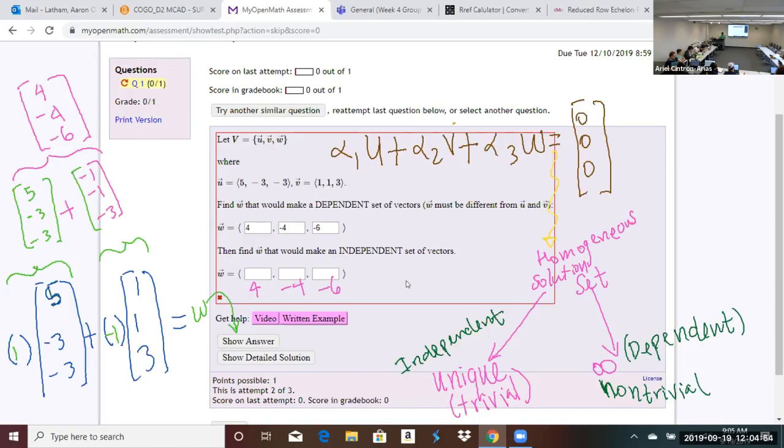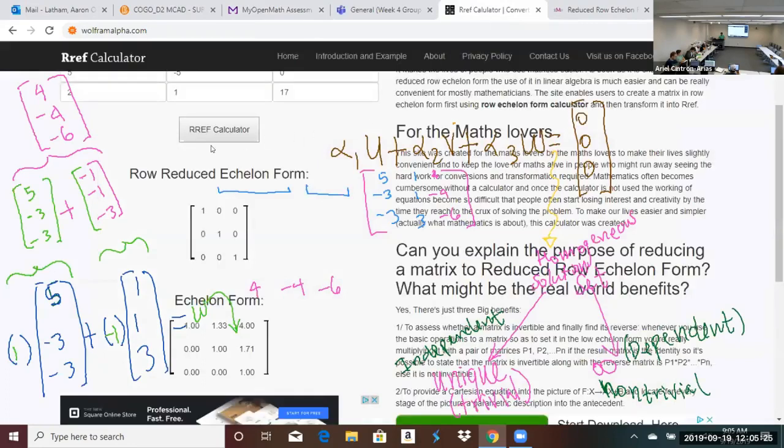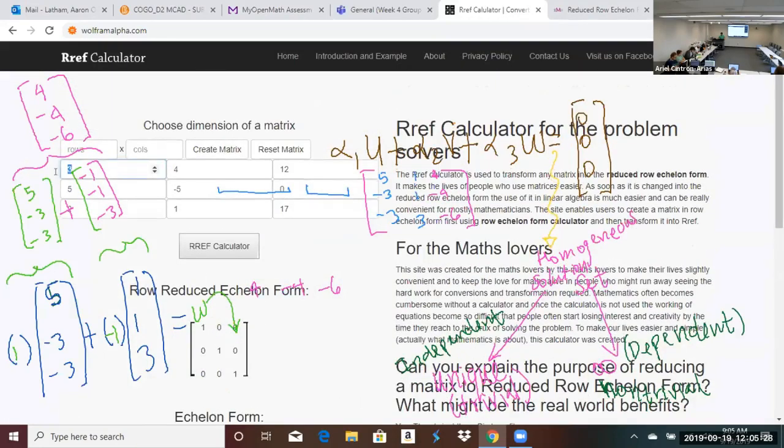In this case, if you pretend that you don't know, you could form an augmented matrix with this as the first column, this as the second column, right? So you could say I have 5, minus 3, minus 3, then 1, 1, 3, and then the last column, I have 4, minus 4, minus 6. So Aaron, can you row reduce this with one of your RREF calculators?